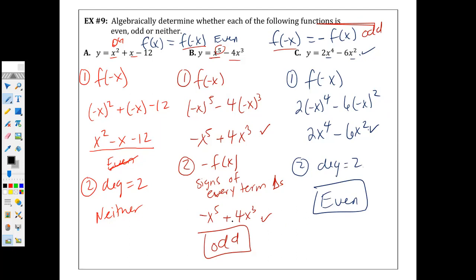So odd matches your negatives. If your negatives match, whether the negatives are on the inside or the outside, that makes it odd. For even, your negative matches your original.